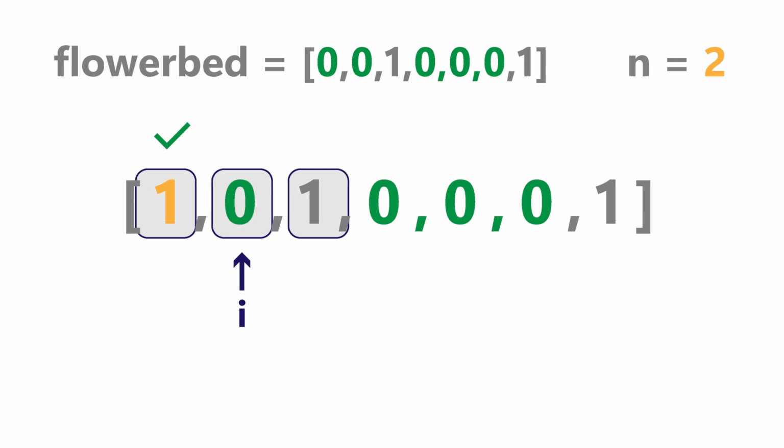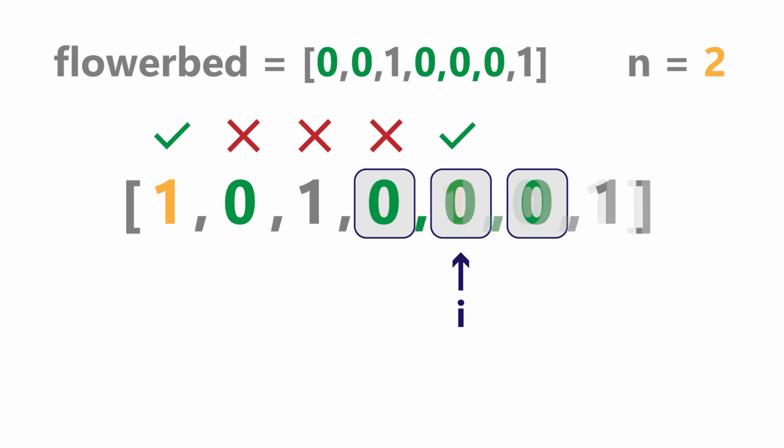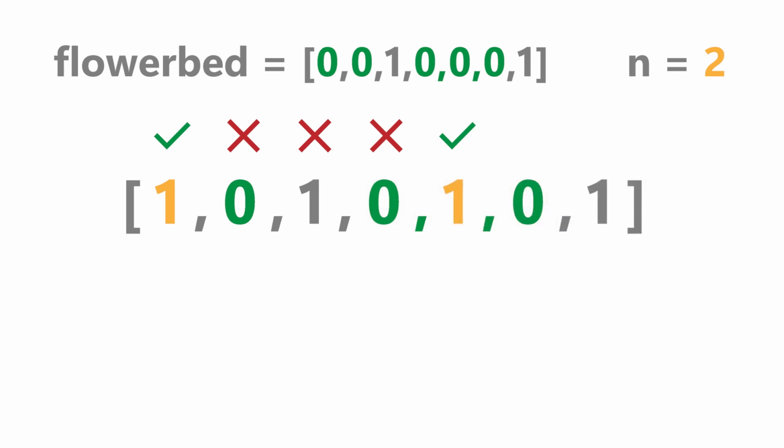Let's continue. Here too we will plant the flower. So, since we were able to plant n equal to 2 flowers, we will return true. Now, let's code the solution.